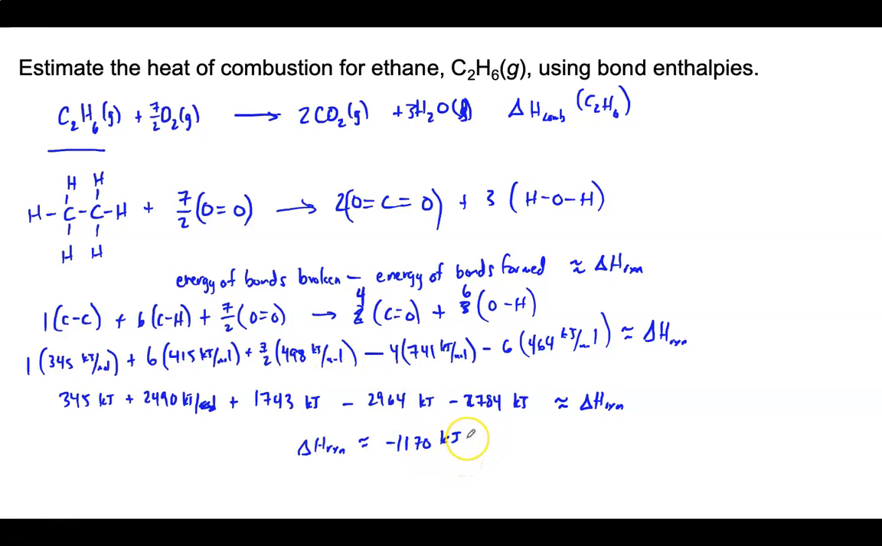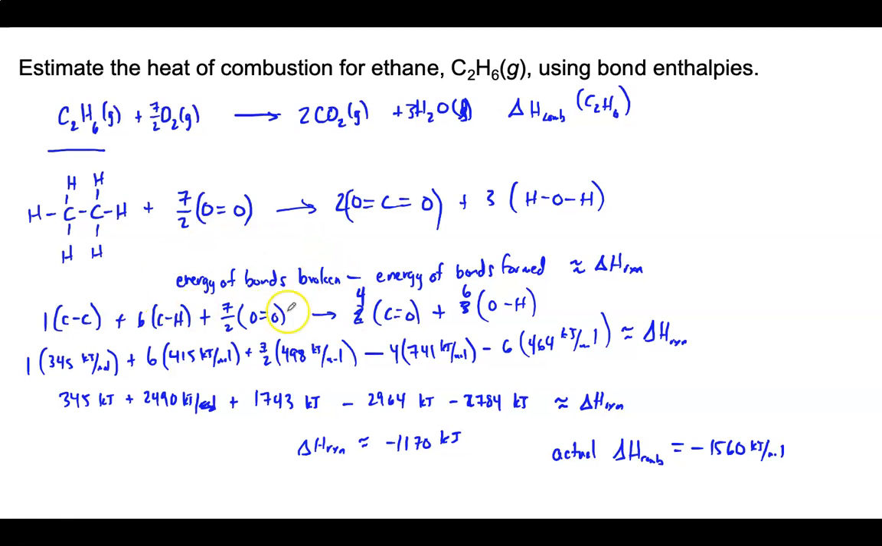If I go look that up, the actual value of delta H of combustion of ethane is about negative 1560 kilojoules per mole. So we're off a little bit, but it does tell us that it's negative, which means it's an exothermic reaction. It just doesn't get it quite right because the bond energies aren't perfect; they're averages.